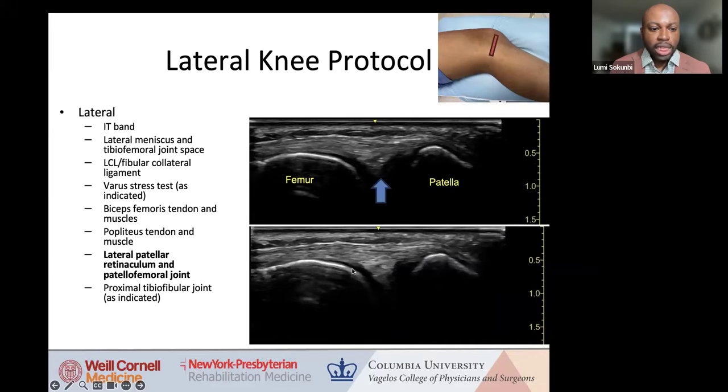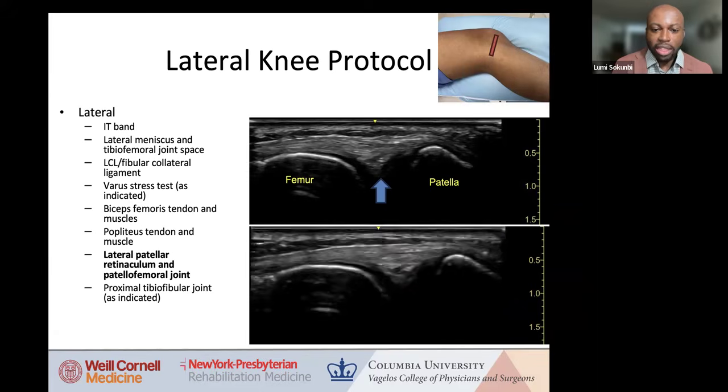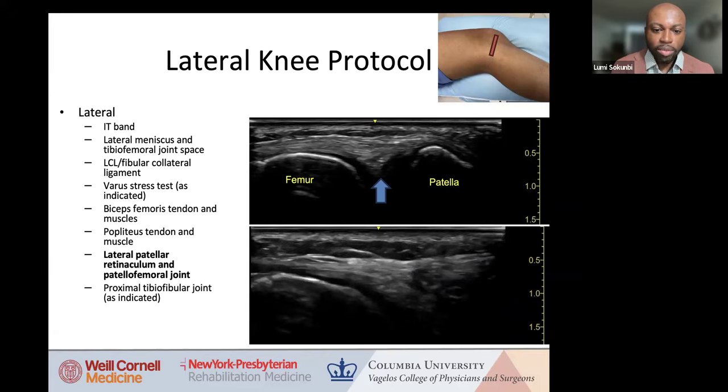So next up, you can take a look at the lateral patellar retinaculum and the patellofemoral joint. You have your patella here, and then the femur, and right in between is going to be that retinaculum. You can dynamically scan and look to see if it looks bright, looks like it's tucked in the right location, and there are no abnormalities in that position.